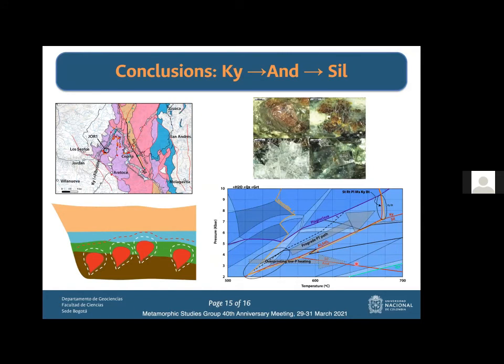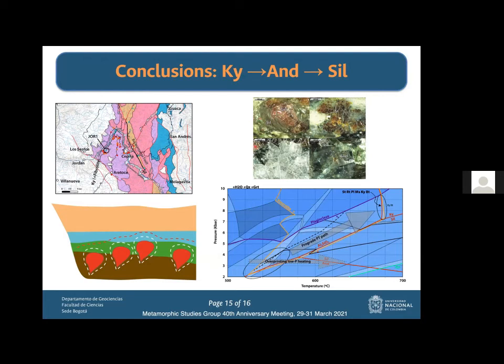As conclusions, we have made an interpretation of the presence of three aluminum silicates in a metapelitic schist from the northern Andes, where you have sillimanite, andalusite, and kyanite together with garnet, staurolite, and other minerals.